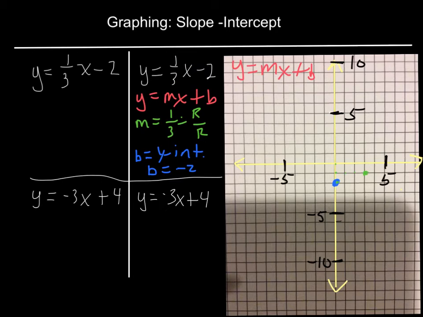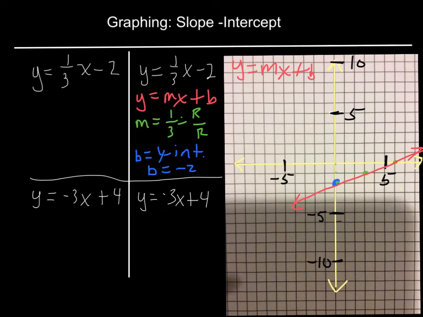Then I go up 1, and 1, 2, 3 to the right. So then my line is going to go through those points, and there is the graph for that line. Okay? So that's how I graph a line. I start with my y-intercept, and then I graph my slope.